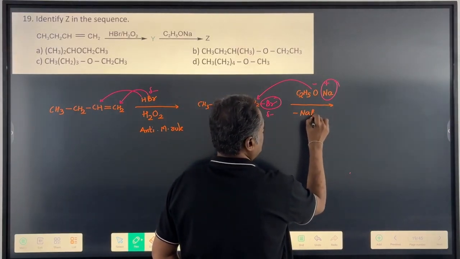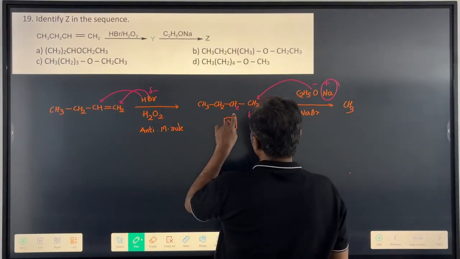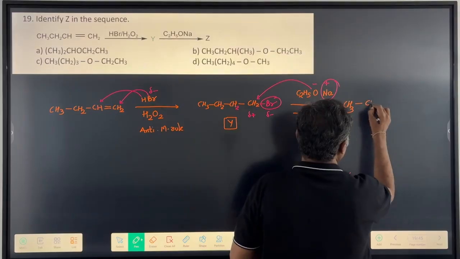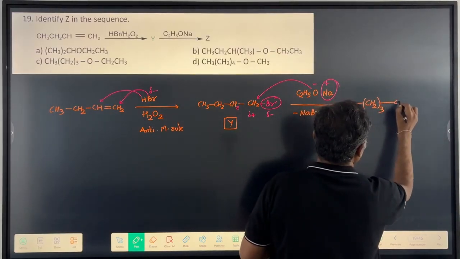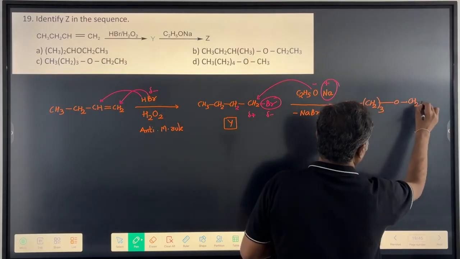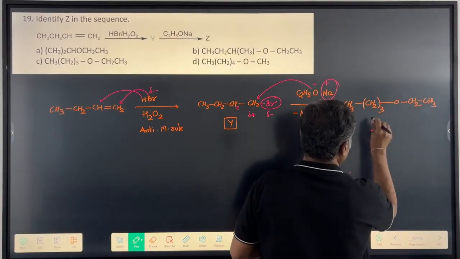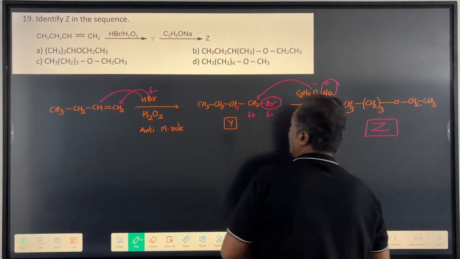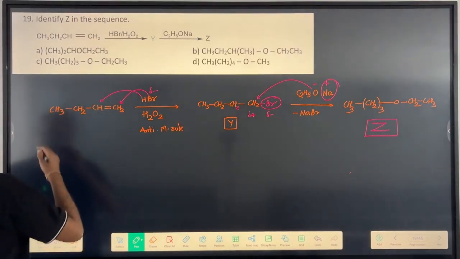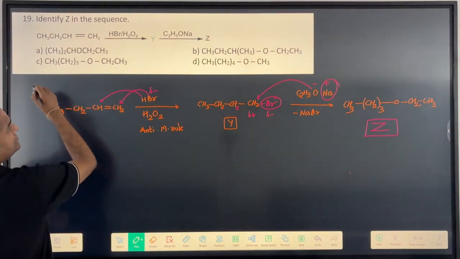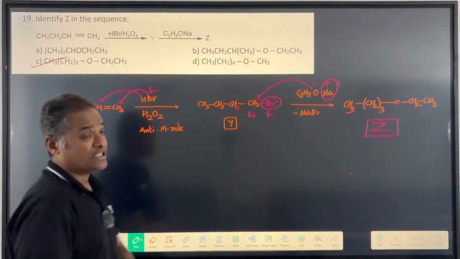So what is the product obtained? You have got CH3, then you have got CH2 group 3 times. So can I write CH2 group 3 times? Then you have got O, and then you have got ethyl group. So the correct answer for this reaction is this Z product. Out of these options, the most probable option is option C. Is the term clear? I hope this is clear to you. Let's move to the next question, child.